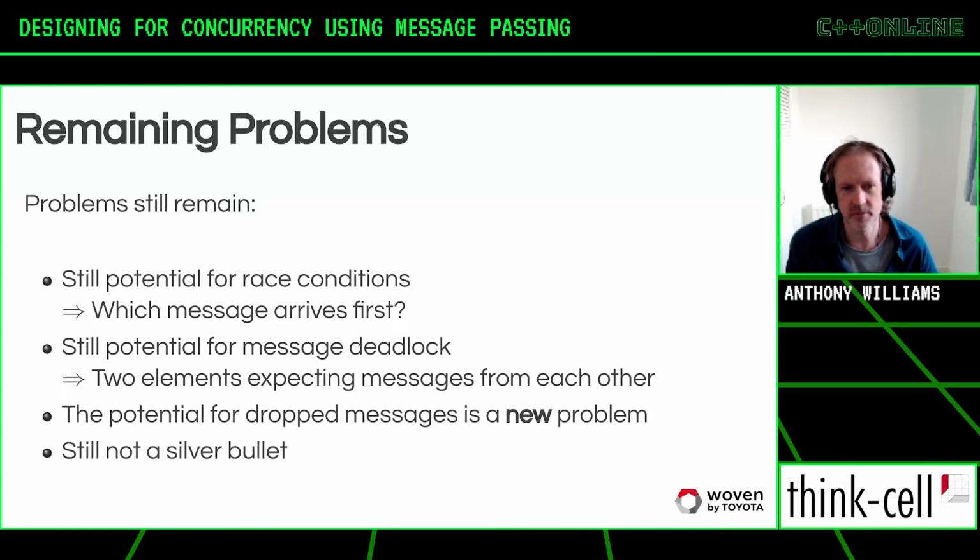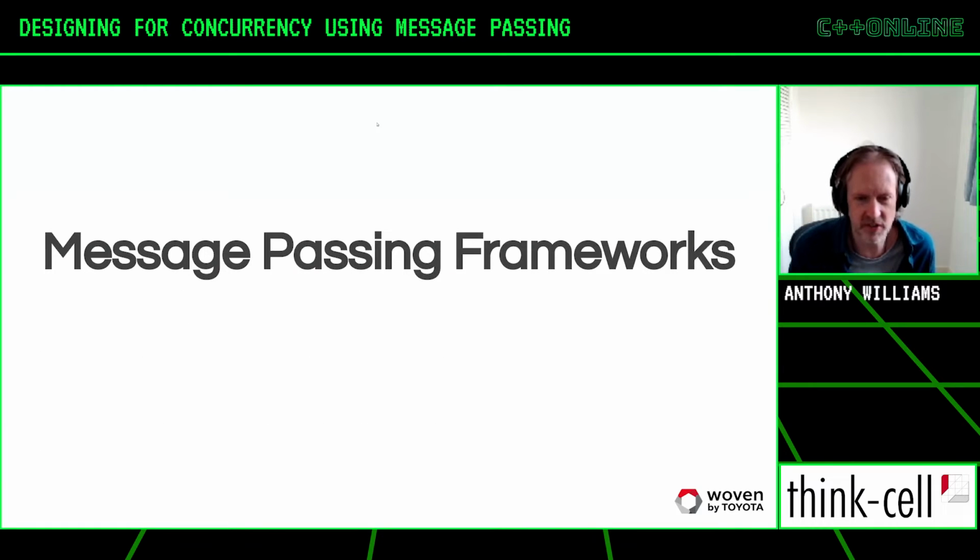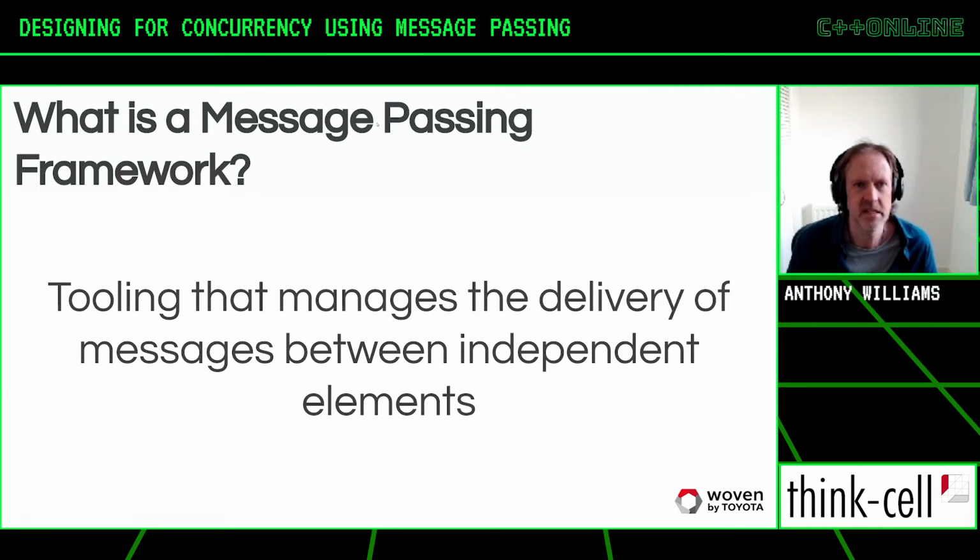Okay, so message passing frameworks, what is it? Well, fundamentally, a message passing framework is something that manages the delivery of messages between independent elements. It's in charge of how the messages get sent, how they get delivered, making sure they end up at the appropriate target, dealing with any potential races in terms of actually making a decision about which message comes first, and then just generally dealing with the messages so that you don't have to think about how you deliver them.